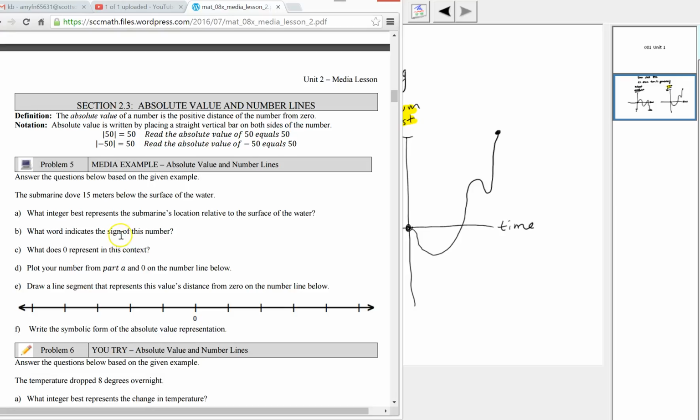What word indicates the sign of this number? That would be below. 0 represents the surface of the water. And then we're going to start to get them to see the connection between absolute value and integers, and that opposites have the same absolute value.